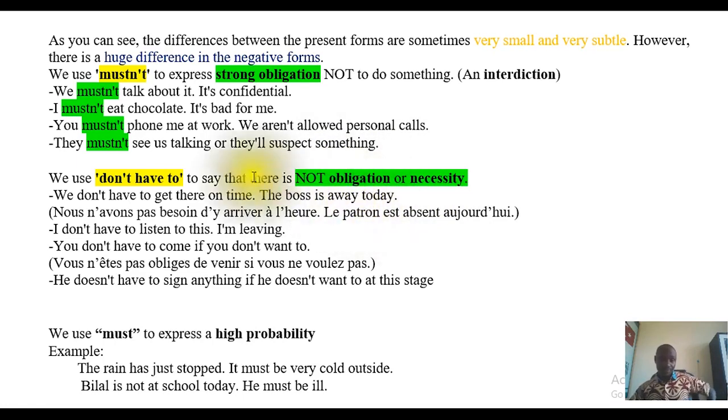We don't have to get there on time. The boss is away today. We don't have to get there on time. The boss is away today. (Et que nous n'avons pas besoin d'y arriver à l'heure. Le patron est absent aujourd'hui.)